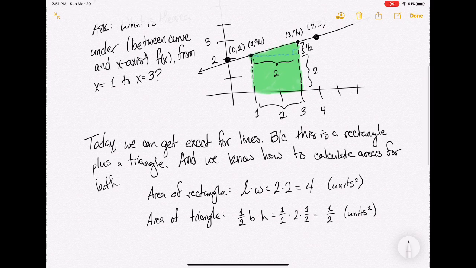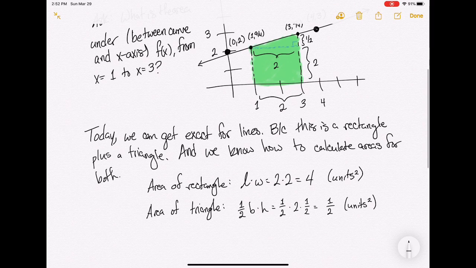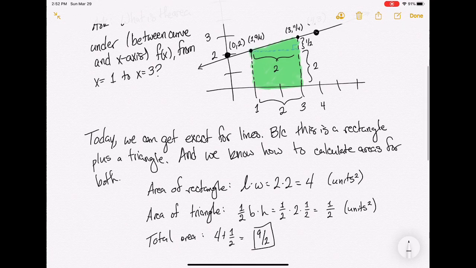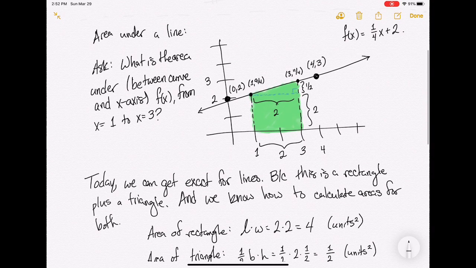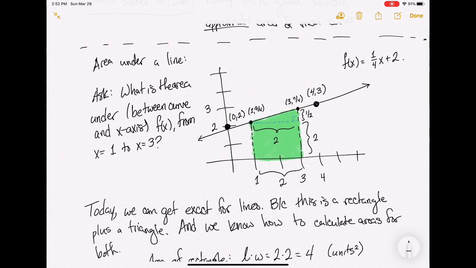But that means that the total area is going to be 4 plus 1/2. You can leave it like that if you want. I'm going to call this once again 9/2. So that's how we could do it for a line. Area under line.